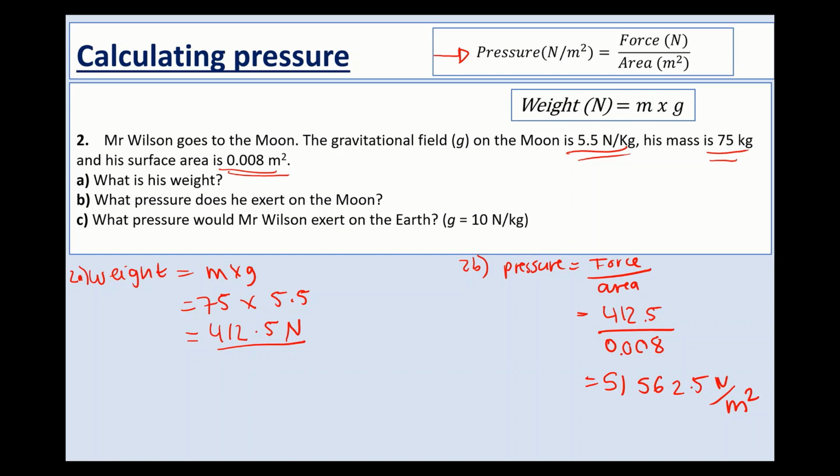So question 2C is asking you, what pressure would Mr. Wilson exert on the Earth? And the Earth has got a different gravitational field strength, which is shown here. So I want you to use the same method of finding his weight on Earth first by using the weight equals m times g equation, and then calculate the pressure using the force that you've just calculated and dividing it by his surface area. So I'm going to give you 2 minutes again, so pause the video, time 2 minutes, and I'll give you the answer in tomorrow's lesson.